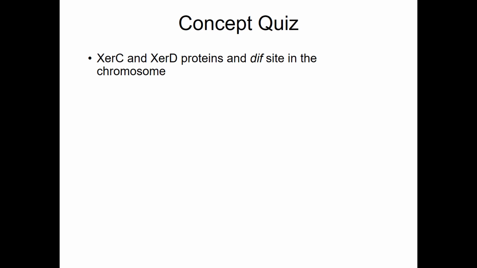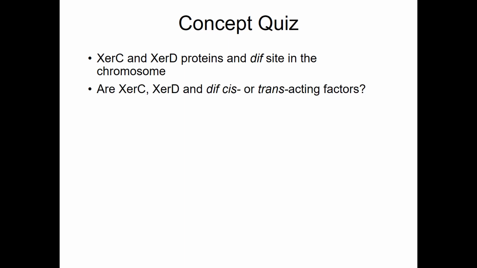First, let's take a little concept quiz. XerC and XerD are proteins, and the dif site is a site in the E. coli chromosome. Are XerC and D and the dif site cis or trans acting factors?